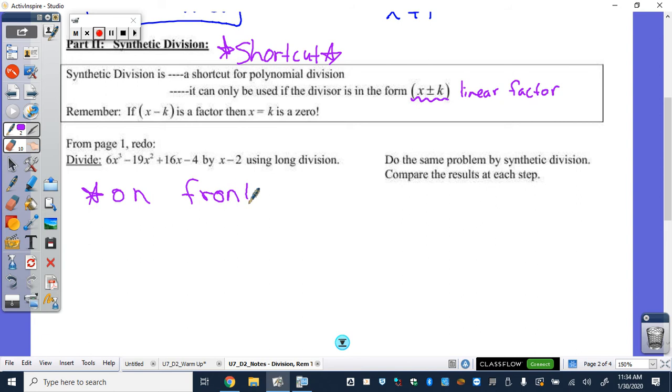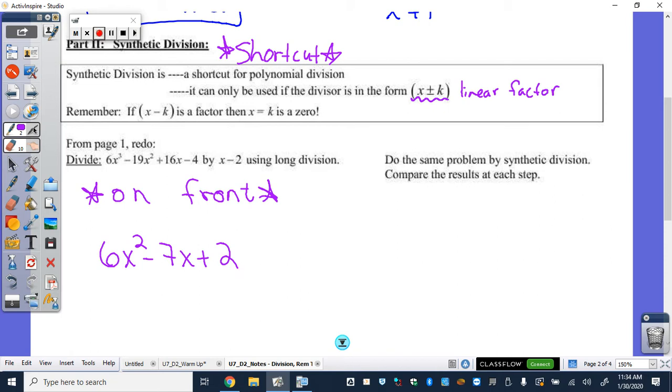So instead of sitting here and going through it again, somebody flip to the front. What was our answer for that one? Thank you. So that was our answer when we did our long division. That was the first one when we were learning our process for it.